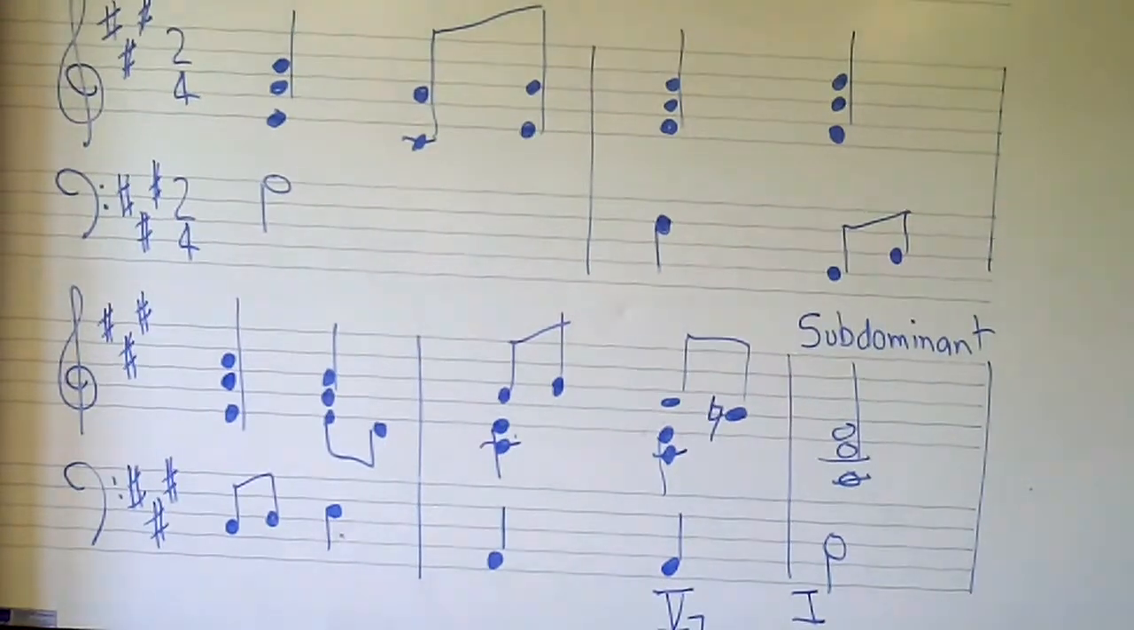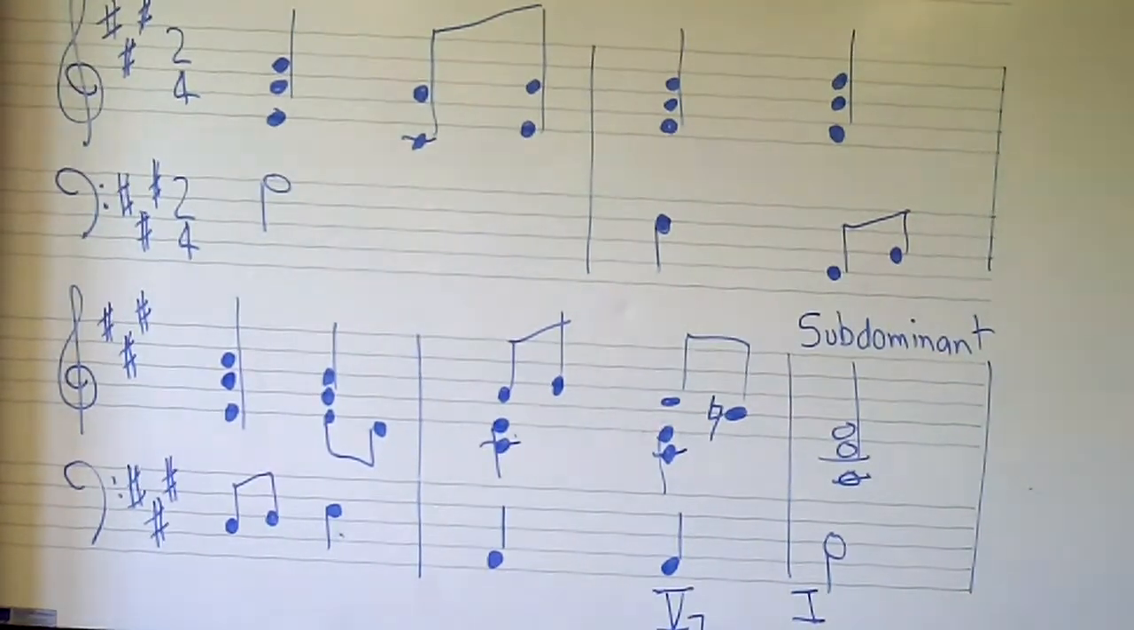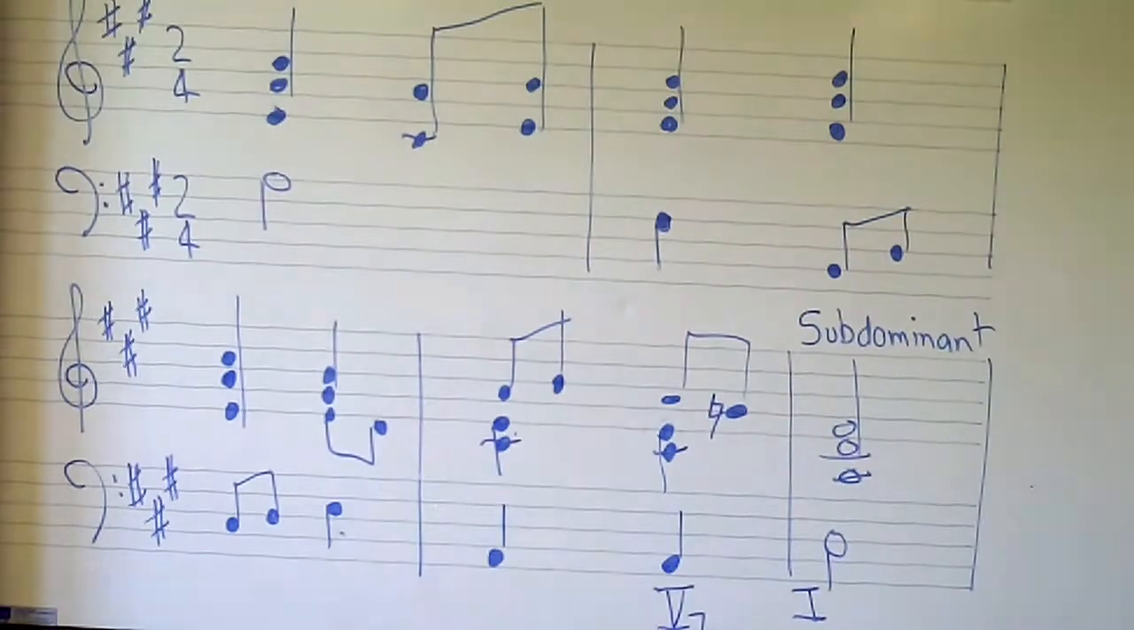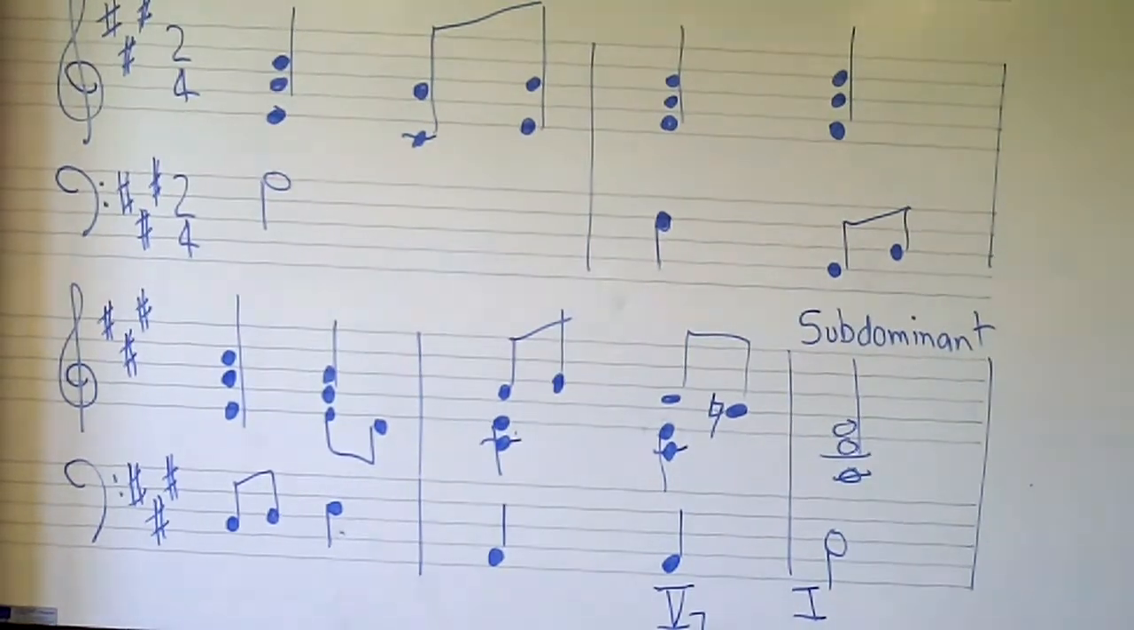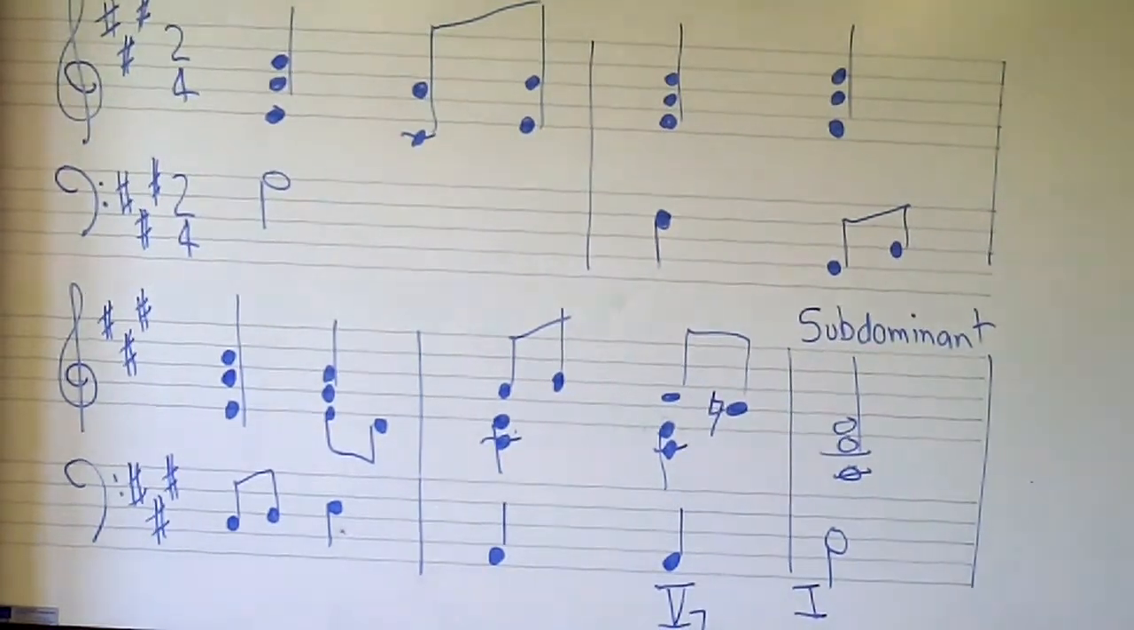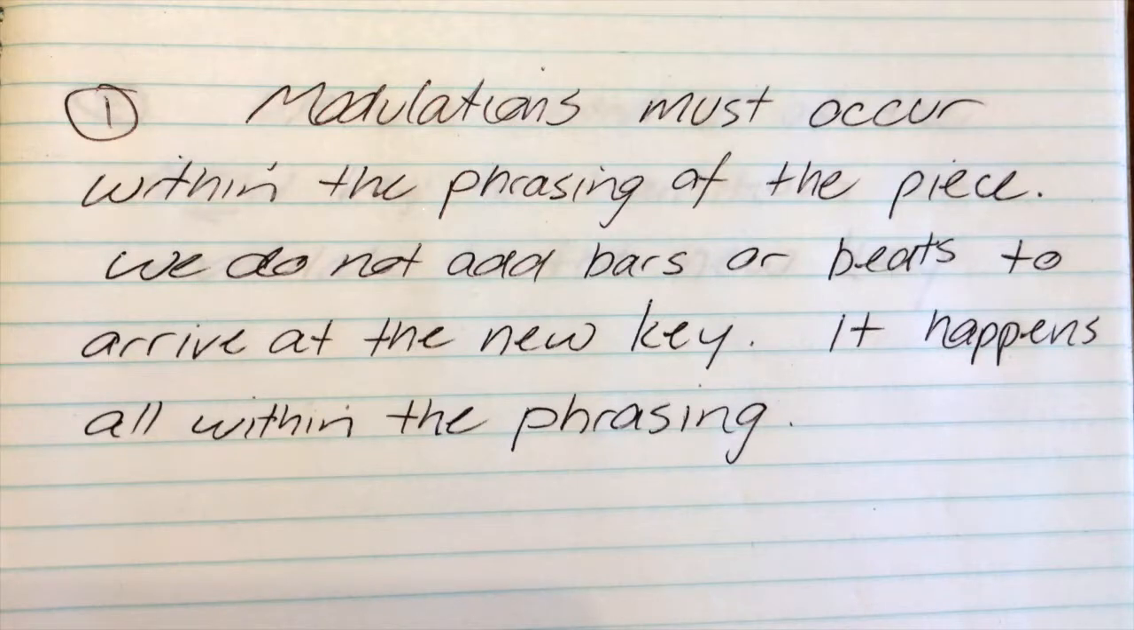So there we have it. We've modulated to the dominant key, the relative minor in this case, and also to the subdominant key. So to recap, there's a couple of things we just need to really get absolutely secure in our minds. Number one, modulations must occur within the phrasing of the piece. We do not add bars or beats to arrive at the new key. It happens all within the phrasing.